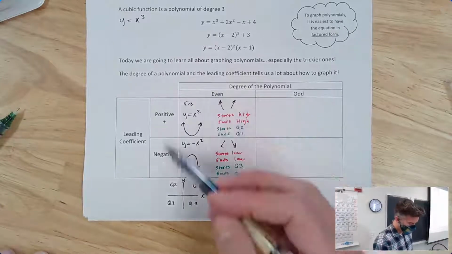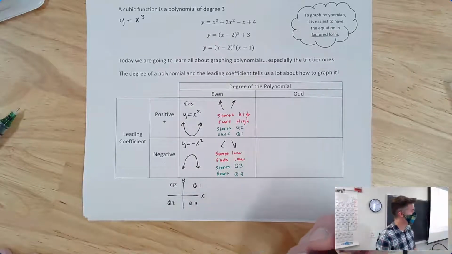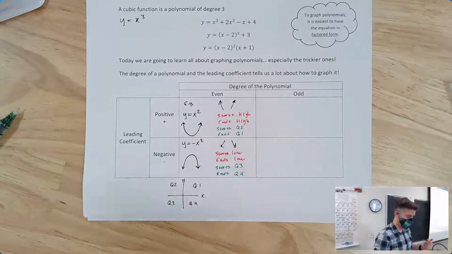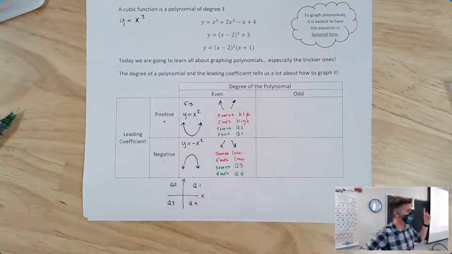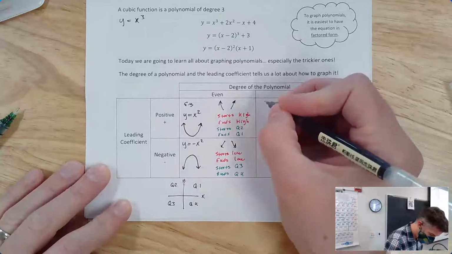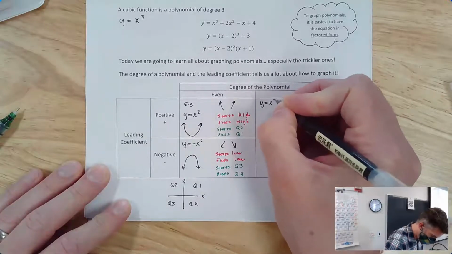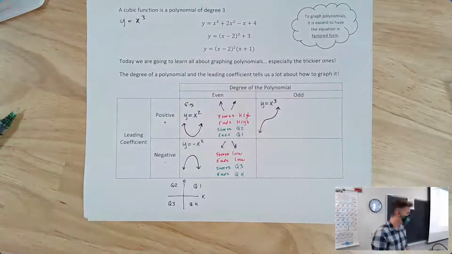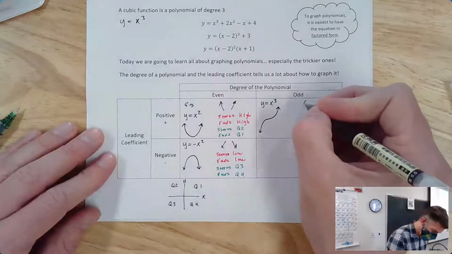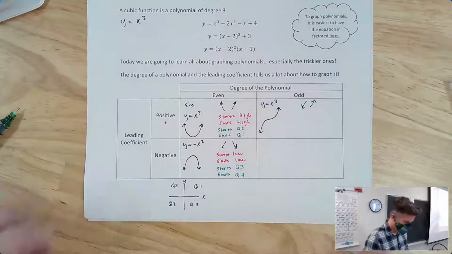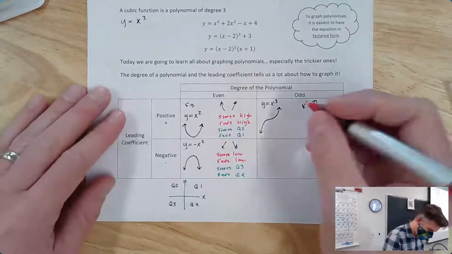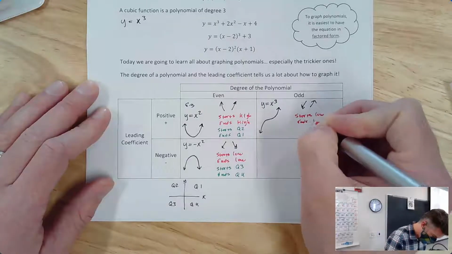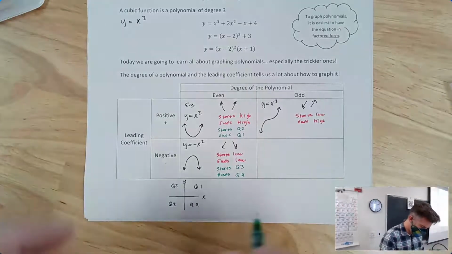So even degree polynomials always have the same thing at the ends, either both up or both down. Whereas odd degree polynomials have opposite things at both ends. So if we have something like y equals x cubed, which looks vaguely like this, it's down on the left, up on the right. Or you could say it starts low and ends high. Or you could say it starts in quadrant 3.